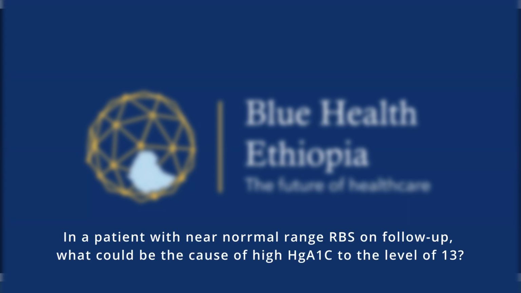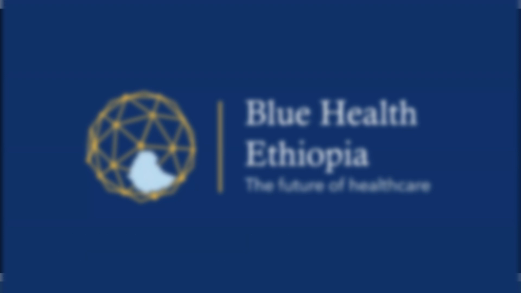In a patient with near normal range random blood sugar on follow-up, what could be the cause of high hemoglobin A1C to the level of 13? Hemoglobin A1C will tell us the chronic effect of glucose on hemoglobin up to 3 months. The current normal random blood sugar can be due to the insulin. So it will tell us the chronicity. If hemoglobin A1C is high, it suggests there was poor control over the past 3 months.